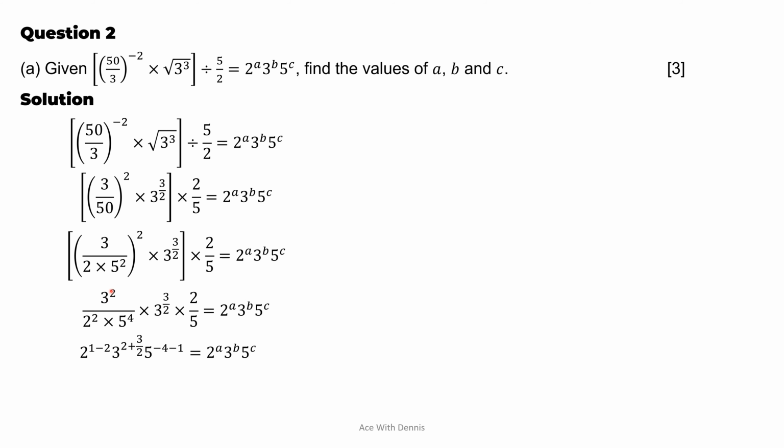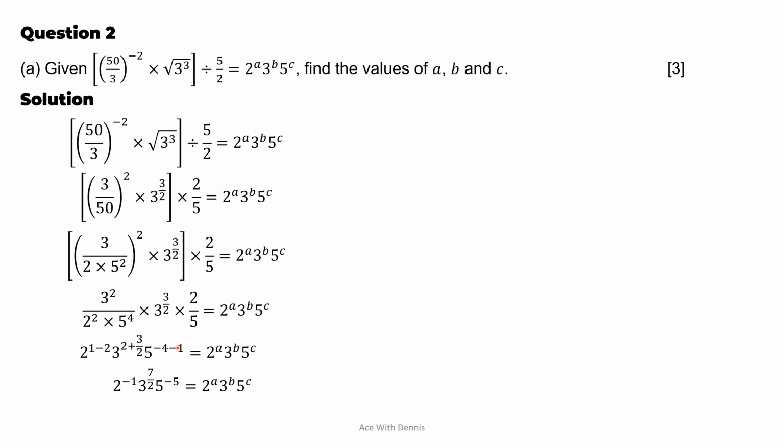Right, the base 3, the top here we have 3, 2 here, so only 2, then multiply. So add the power, it becomes 3 to the power 2 plus 3 over 2. For the 5, we can see that at the top we don't have any, only have the bottom here, 5 to the power 4 and 5 here. So it becomes 5 to the power negative 4 minus 1.